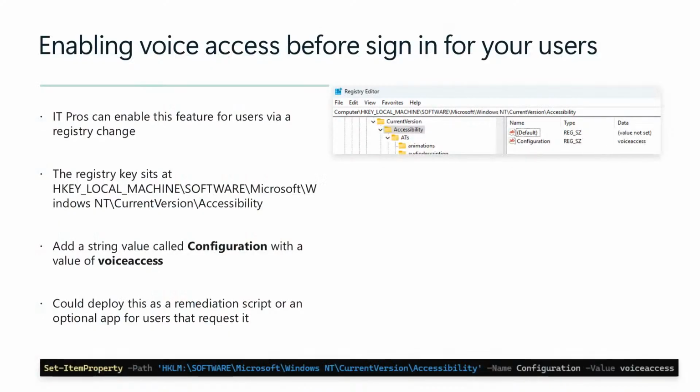So if we want that to be available for our users, there's a registry key for that. We don't have a policy as such for it, but we can push out a registry key instead. And that registry key sits at HKEY_LOCAL_MACHINE, Software, Microsoft, Windows NT, CurrentVersion, Accessibility. And all we've got to do is add a string value called configuration with a value of voice access. And so you could push that out as a remediation script from Intune, perhaps. You might push it out as an optional app that you only push out if a user requests this feature, maybe when it's gone through some security confirmation that you want that user to be able to do that. But it gives you a means to let them enable that without them having admin rights, which in a lot of organizations they wouldn't necessarily have.